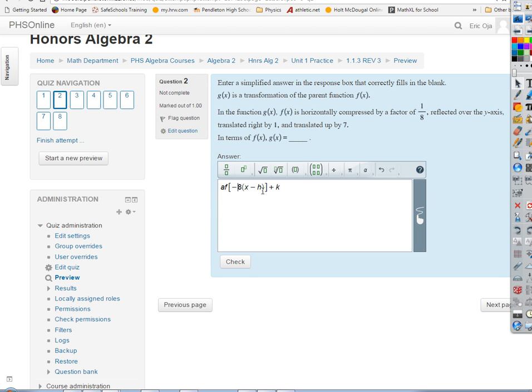We're going to translate right by 1. That's in the positive direction, so h is +1. And we're going to go up by 7, so k is +7. We don't even use the a, so we can get rid of that. a is equal to 1 then. We haven't done anything in terms of vertical stretching or reflecting. There it is.